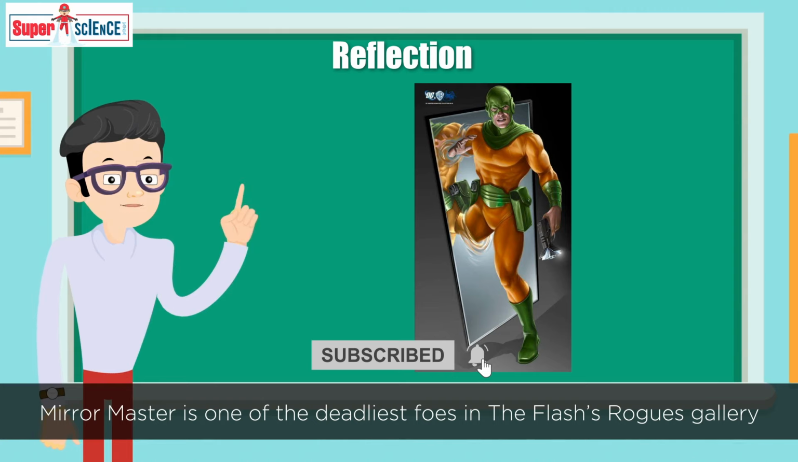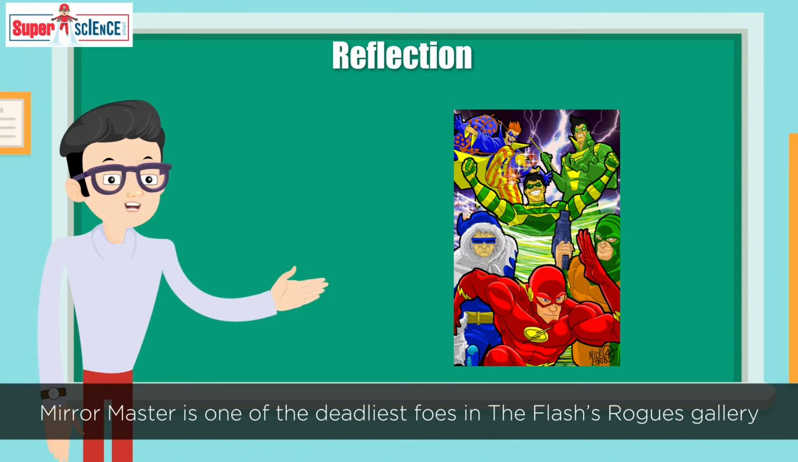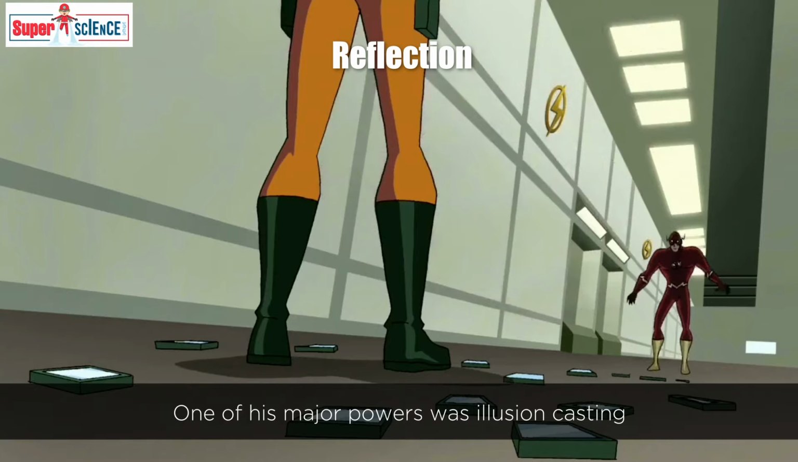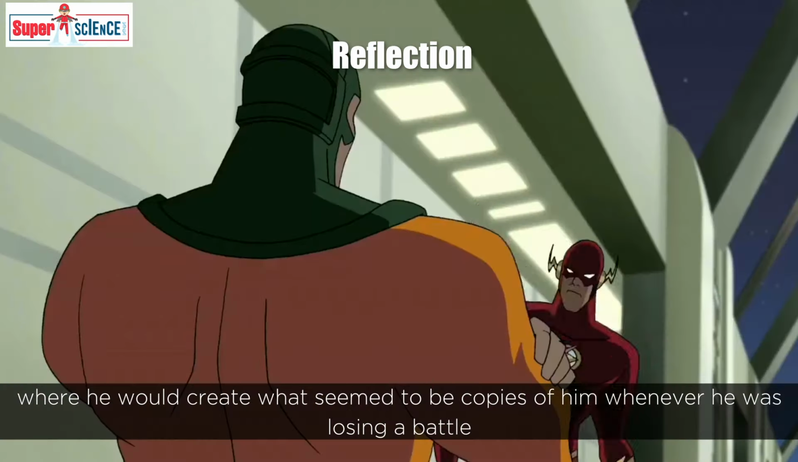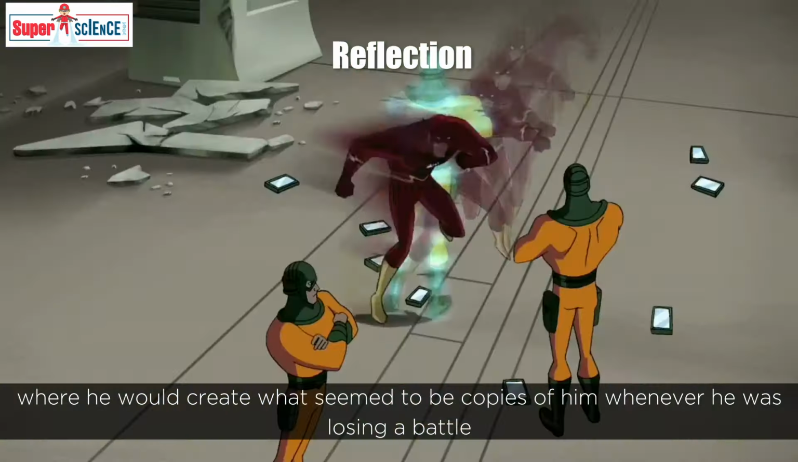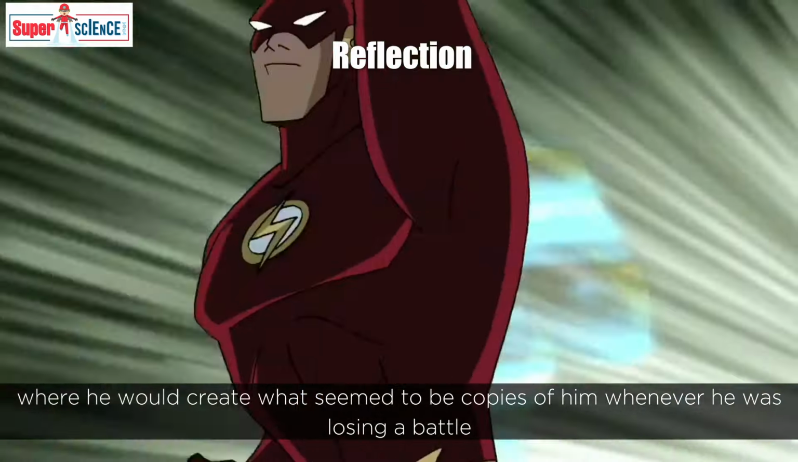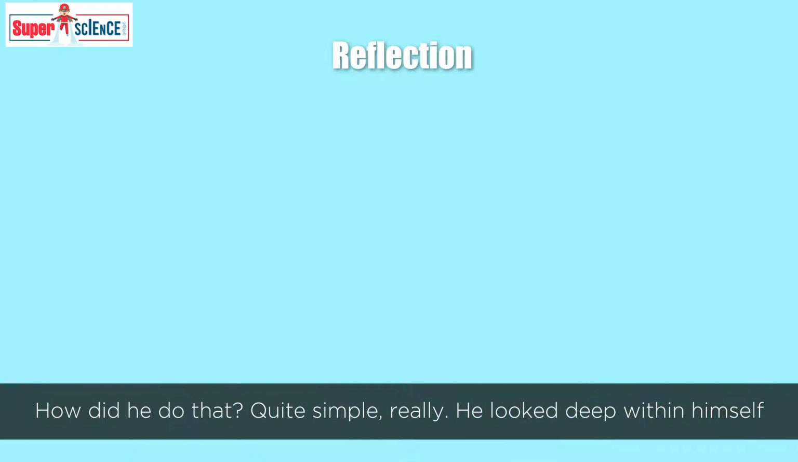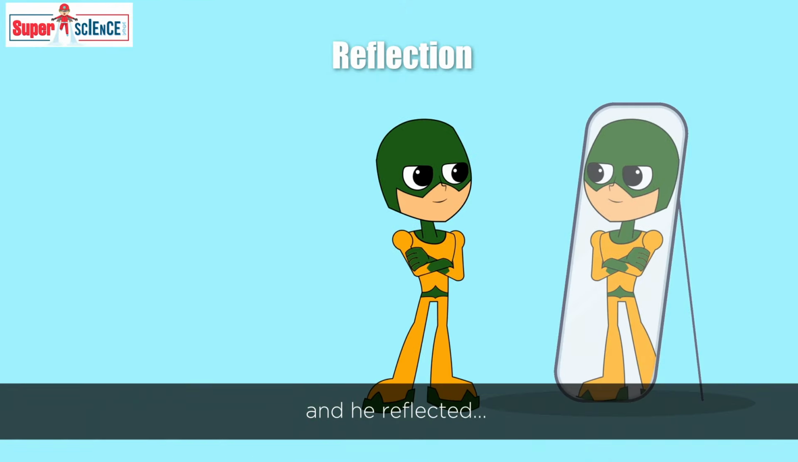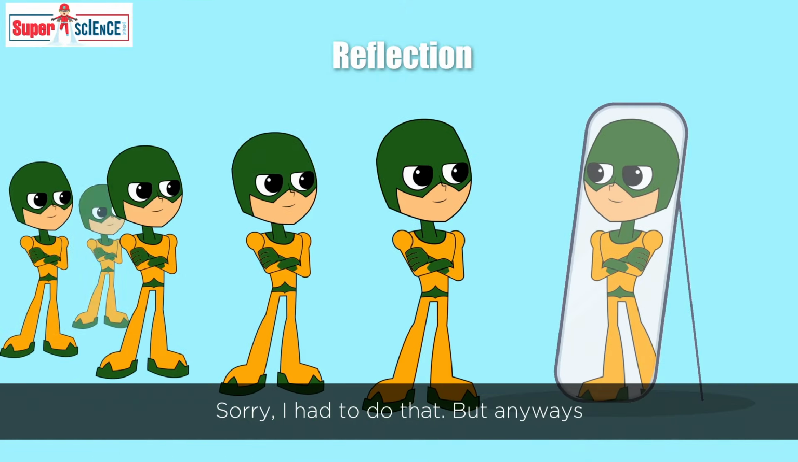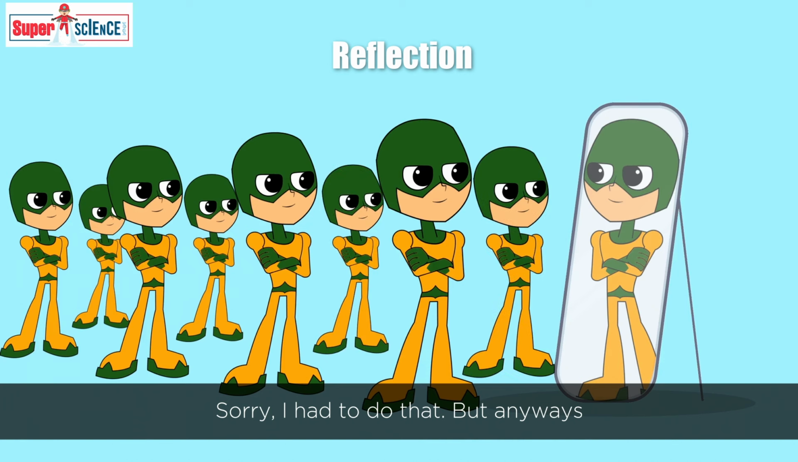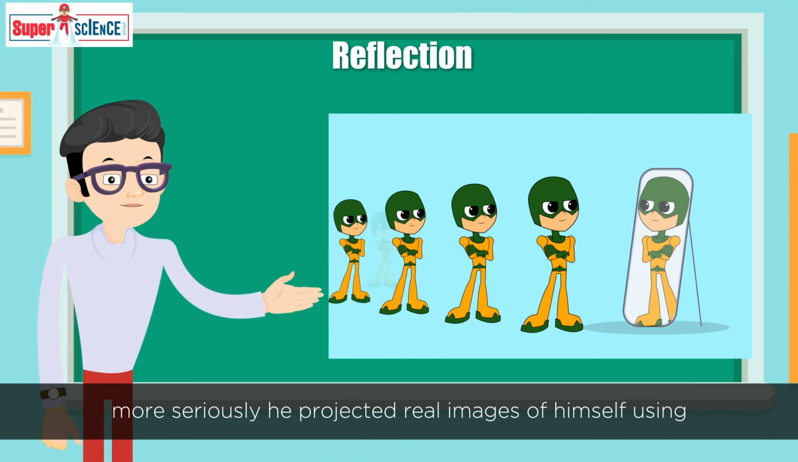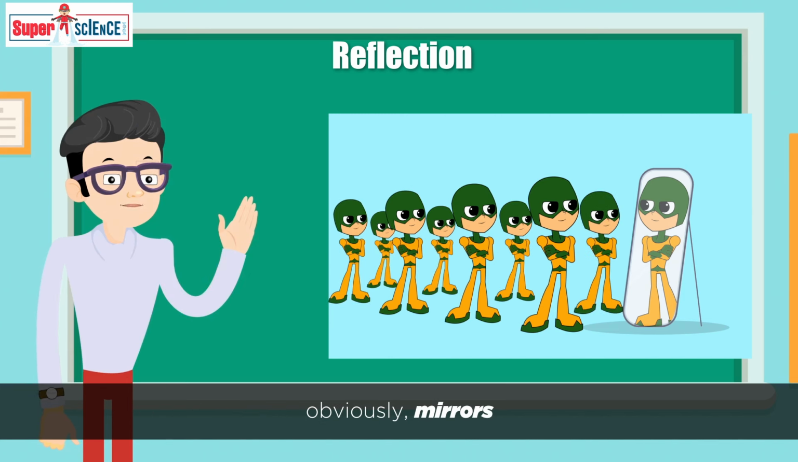Mirror Master is one of the deadliest foes in the Flash's rogues gallery. One of his major powers was illusion casting, where he would create what seemed to be copies of him whenever he was losing a battle. How did he do that? Quite simple. He looked deep within himself and he reflected. Sorry, I had to do that. But anyways, more seriously, he projected real images of himself using, obviously, mirrors.